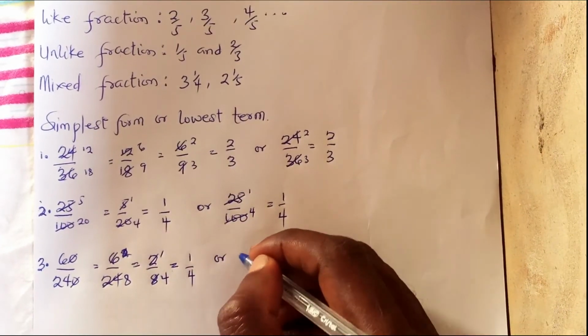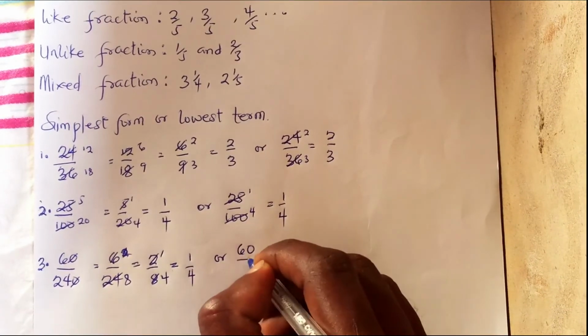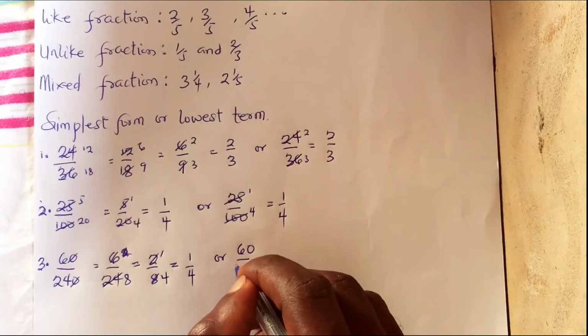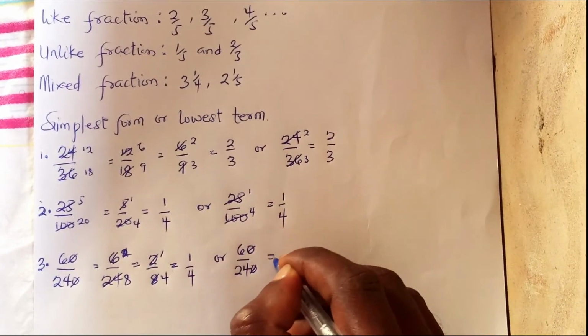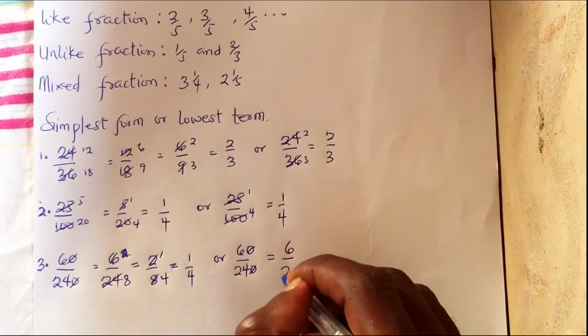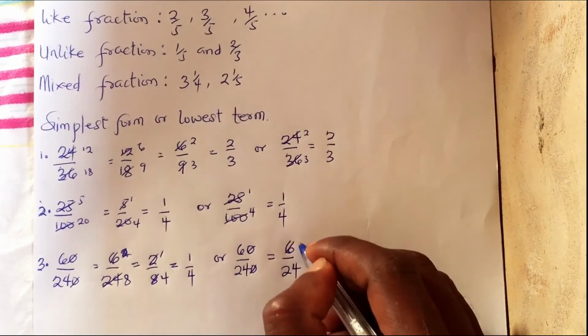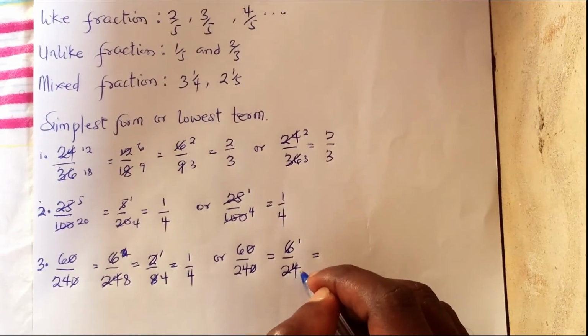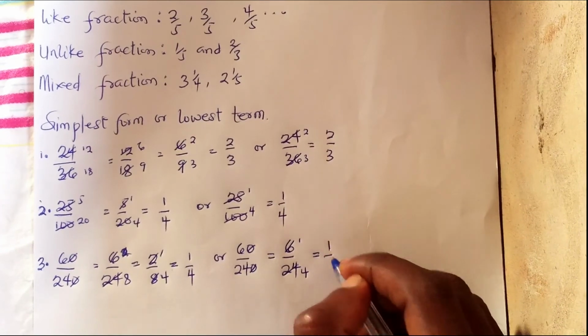Using the highest common factor, we have 60 over 240. We cancel out the zeros. We have 6 over 24. Using the highest common factor, 6 goes into itself 1 and goes into 24 4 times. So we have 1 over 4.